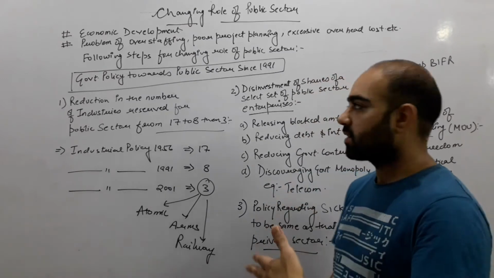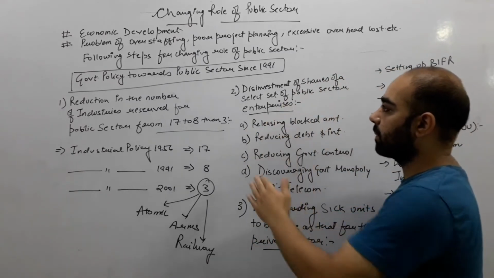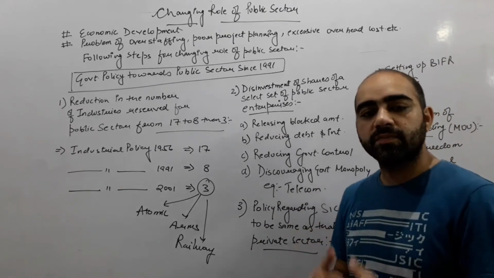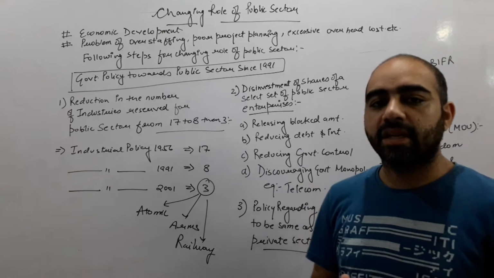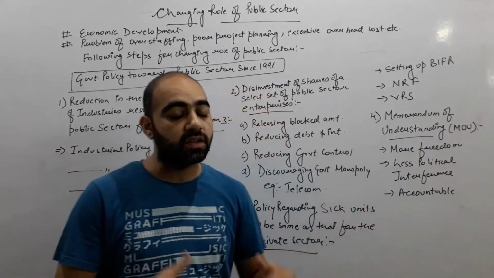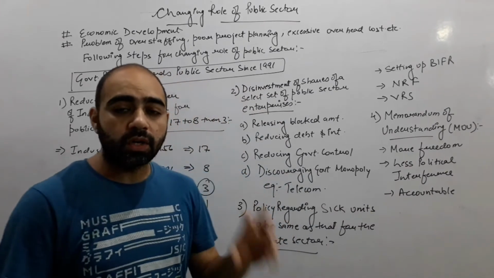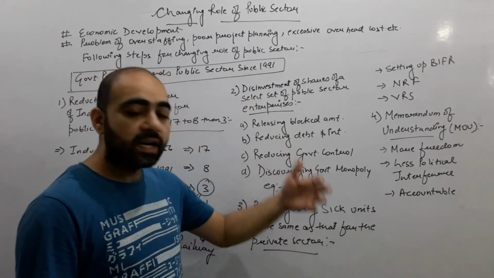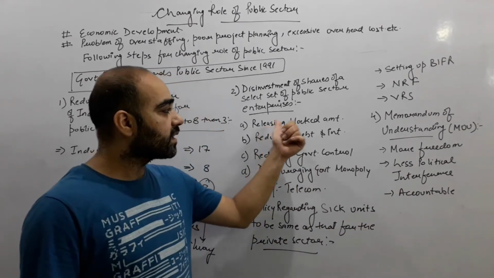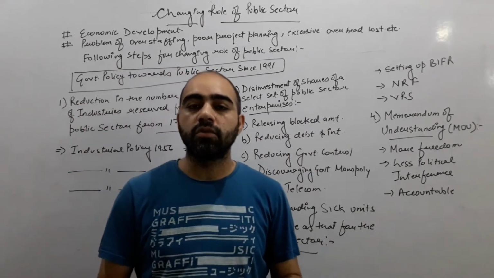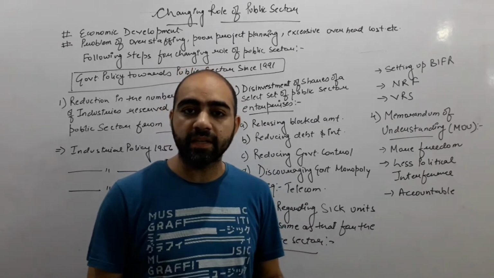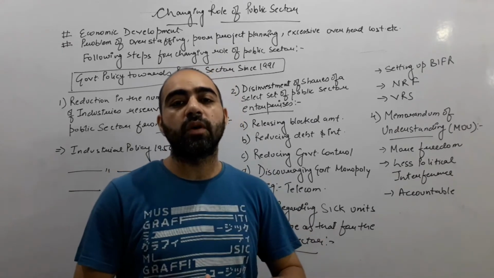Point number 2 states the disinvestment of shares of a select set of public sector enterprises, which means disinvestment started within the public sector, so that the public sector can be transferred into the private sector, because it was very necessary for economic development. So what were the points? If we disinvest, that is, withdraw money from the public sector, what will happen? Releasing blocked amount: the amount which was blocked for so many years in the public sector, which was not fruitful and was loss making, will be released, and with the released amount we could invest elsewhere.